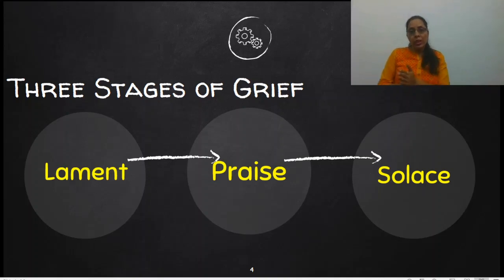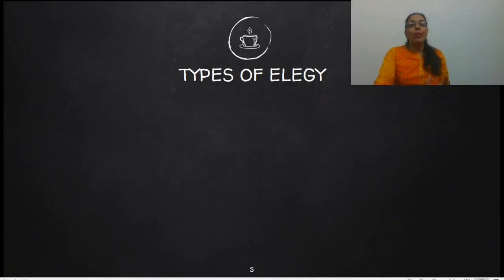So these are three stages of grief that are expressed in an elegy. The poem begins by lamenting the loss of someone, then the speaker or the narrator starts praising the person, and then ultimately they find solace even in that loss. So these are three stages of grief in an elegy. And there are different types of elegies.